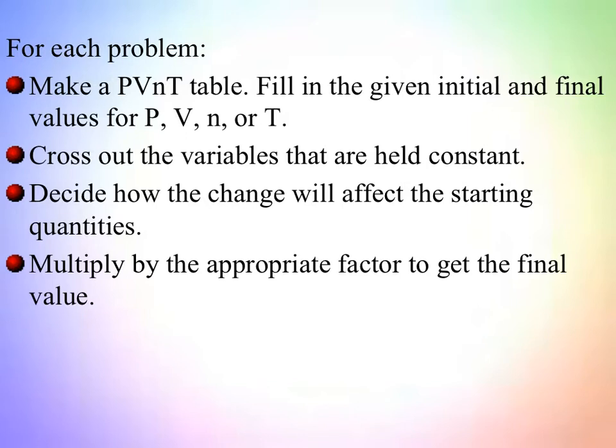If there are any variables that are held constant, you will cross those out. And then you will decide how the change will affect the starting quantities. This is where the relationships between the variables come into play. And then you're going to multiply your given information by the appropriate factor to get the final value. Basically, you're taking your given and you're multiplying it by a fraction.